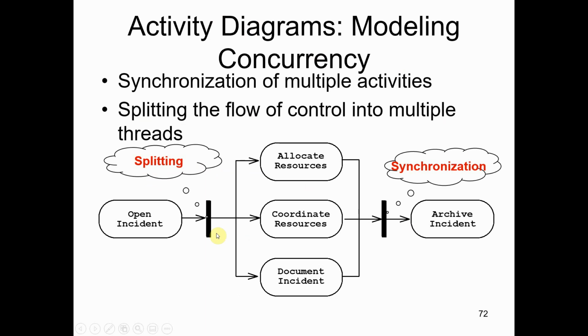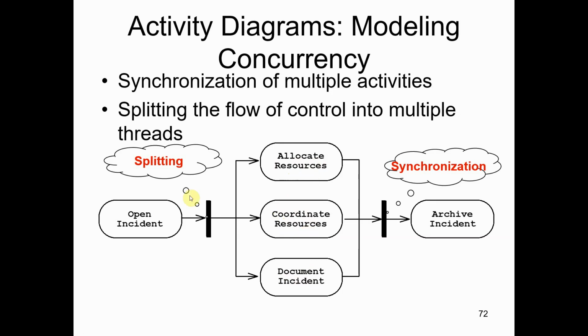And the activity diagram can model concurrency. So here, when you open an instance, you have three activities working in parallel: allocate the resource, coordinate the resource, and document the instance. Things happening in parallel means there's no particular order, or you don't care about the order.